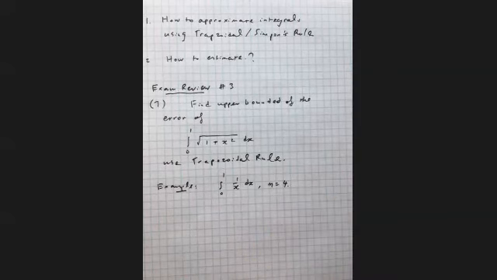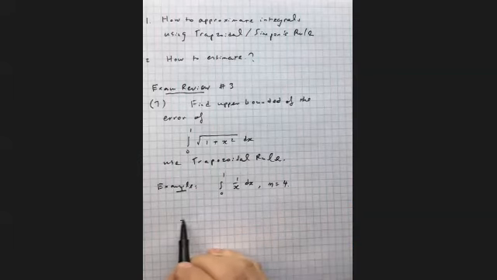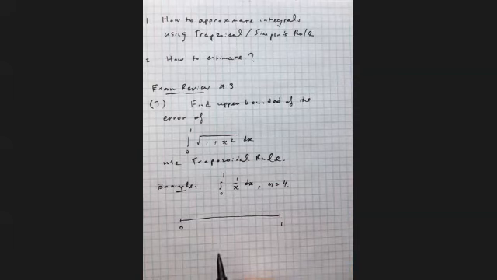What should I be doing in this case? Here n stands for the number of intervals. I'm dividing the interval 0 to 1. If this is 0 and this is 1, I'm dividing this into 4 equal pieces. The points will be 1 over 4, 1/2, and 3 over 4.